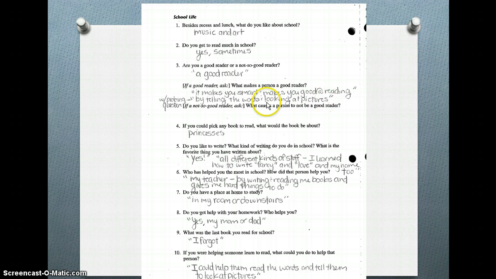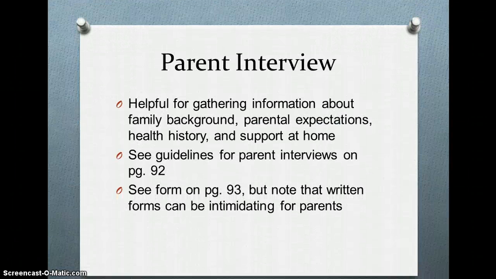So you can kind of see right there what the teacher might be reinforcing in the classroom, telling the words and looking at the pictures. So she has some awareness of decoding and word attack strategies. Princesses again came up. She gets to write a lot and really enjoys writing. So that was that survey that I also gave.